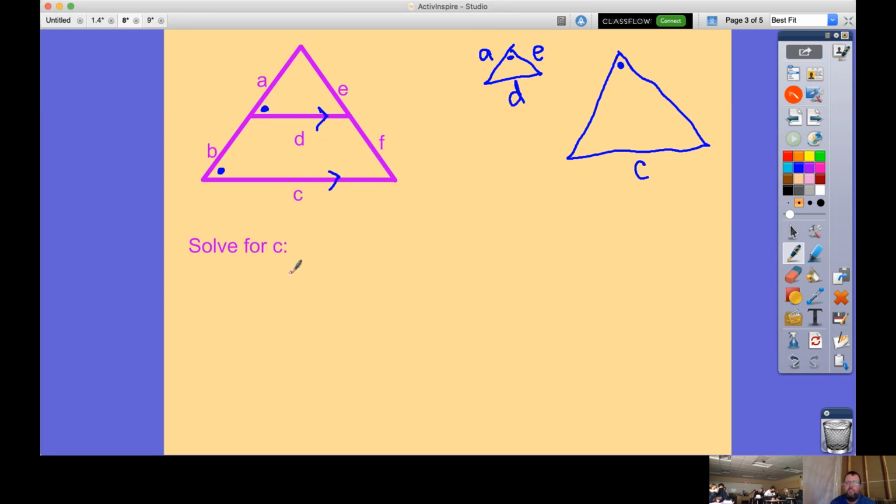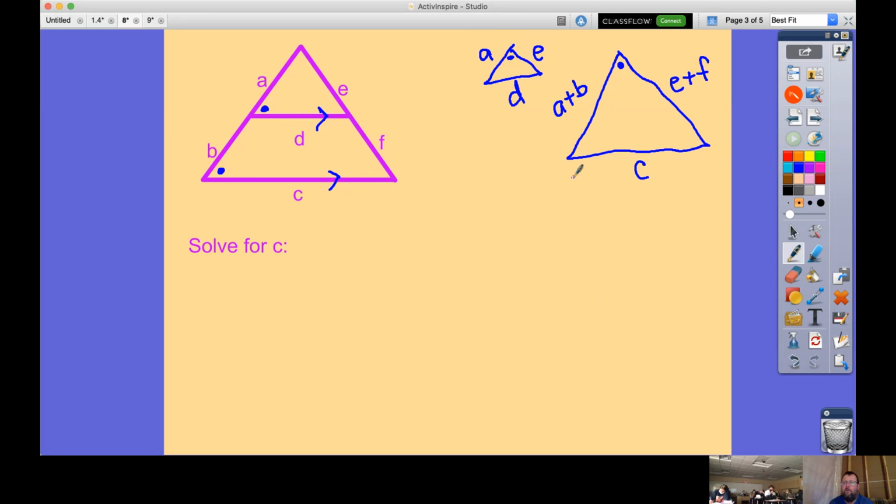In the book, most of the time they tell you that, so you don't have to worry about that. But I want you to get into the habit of looking for that, because if these two lines aren't parallel, you can't say anything about these two triangles here. So we know those are parallel. Then we know that this triangle on top, we've got our side lengths measured out here. We know our bottom is C. How long is this left side here? A plus B. That's right. And then the other one would be E plus F.